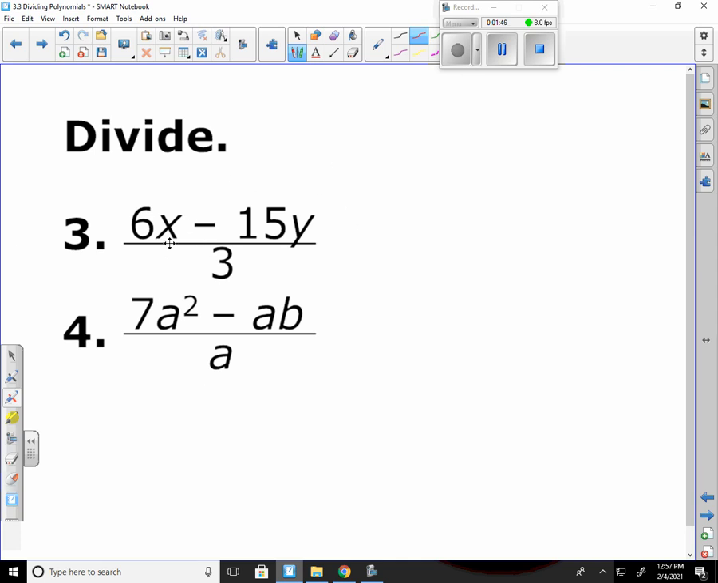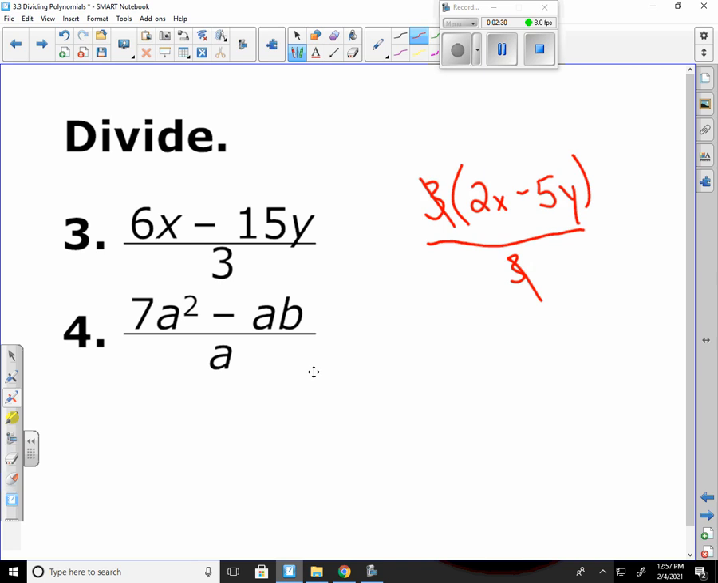Here, if I'm looking at dividing by 3, and I have this 6x minus 15y divided by 3, well then first I have to factor out, or I could just do it like this. 6x minus 15y divided by 3. We're not even going to do that way. We're going to factor the 3 out on top. Do 3 times 2x minus 5y divided by 3. My 3's cancel. I'm left with just 2x minus 5y.